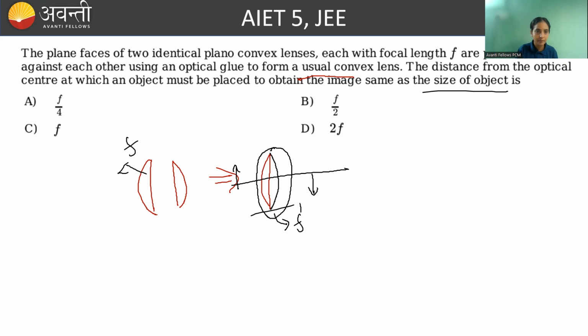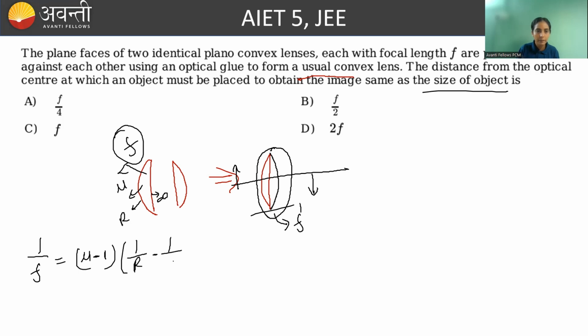Let's calculate f dash. How we will do that? So if we see its focal length is f, suppose its refractive index is mu, its radius of curvature is r, and its other radius of curvature is infinity because this is a plane surface. If we use lens maker's formula, 1 by f will be equal to mu minus 1, because 1 is the refractive index of media in which lens is kept, that is air, this divided by 1 by r minus 1 by infinity. Okay? So 1 by f is equal to how much? Mu minus 1 by r.